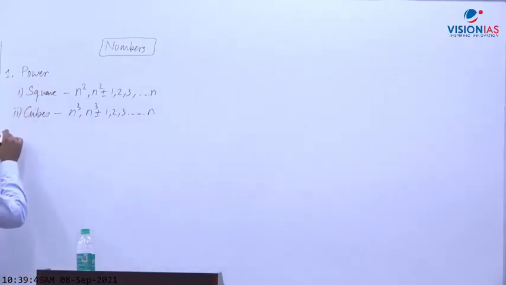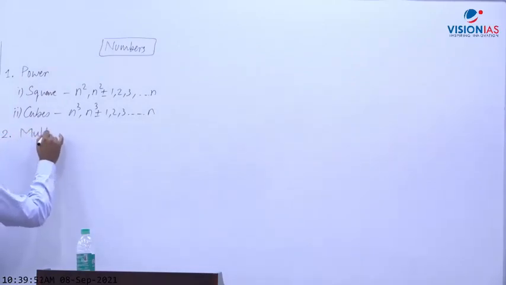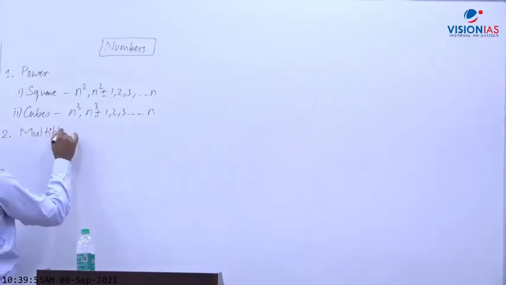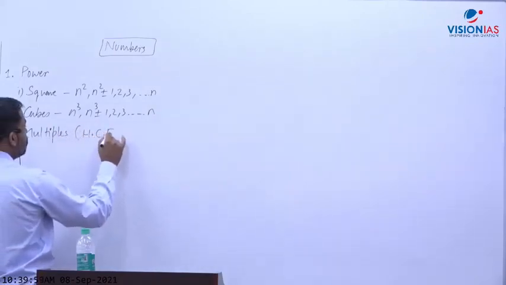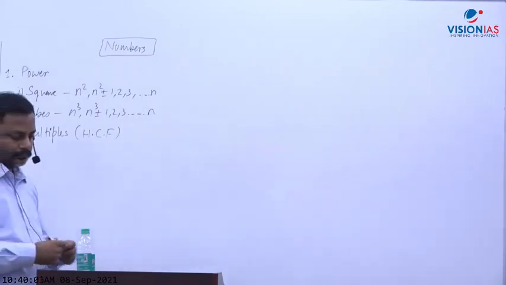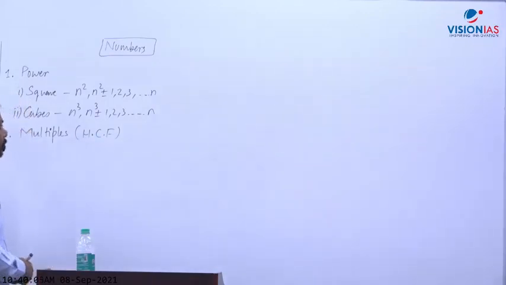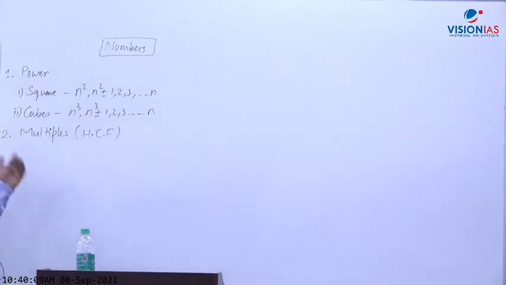After the cases of powers, we will use the cases of multiples. Multiples here stands for HCF, highest common factor. If out of the 4 numbers, 3 are having a highest common factor, then we can consider the fourth one as odd.